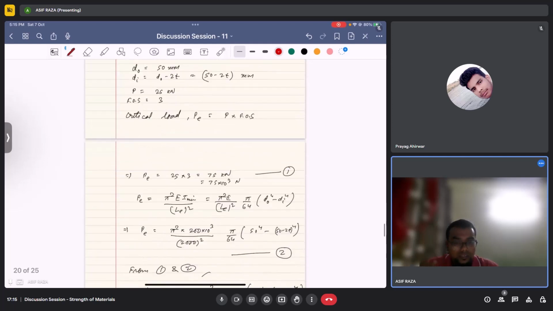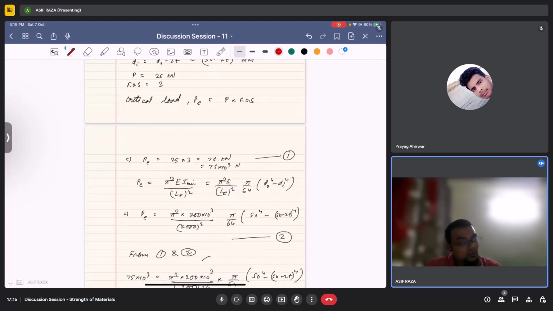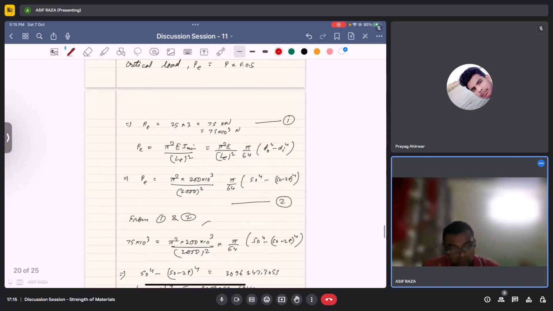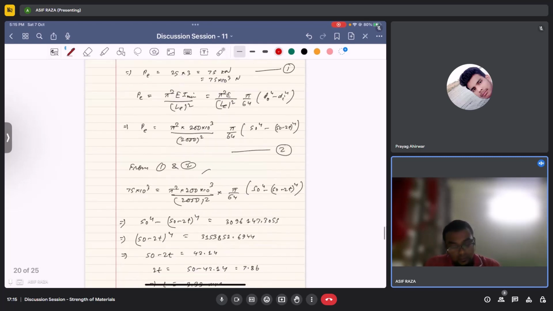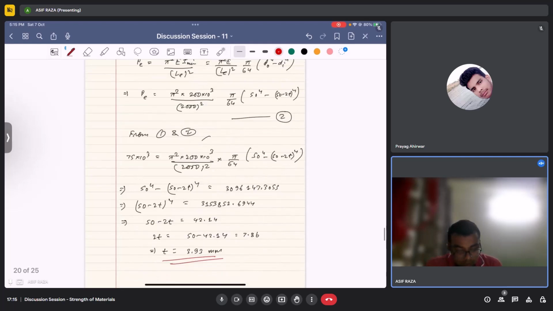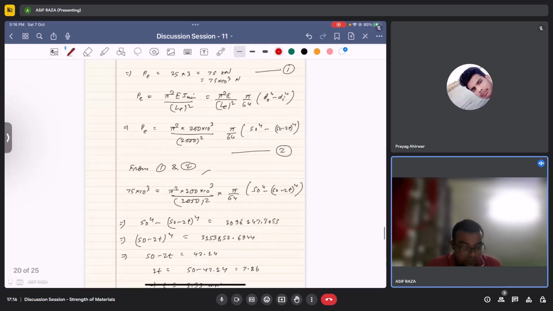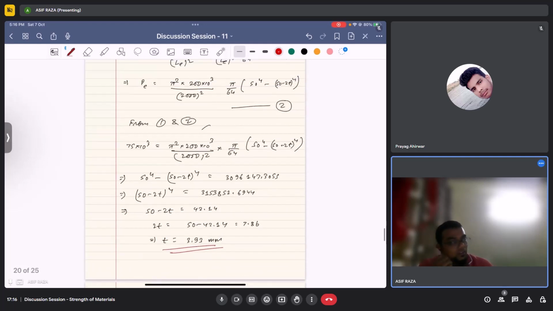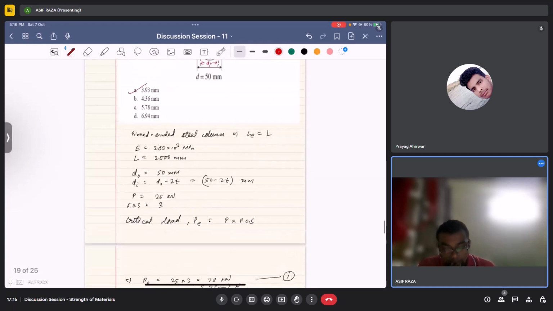Now this critical load can be found using the Euler buckling load expression, that is pi square EI minimum upon LE square, and I minimum can be found by pi by 64 times D naught to the power 4 minus Di to the power 4, and this is one and the same. Using the simplification we can find the thickness of the system. That comes around 3.93 mm. I hope this is just the substitution and then the calculation, so you better check it properly. If you have any doubt, you can ask anytime.